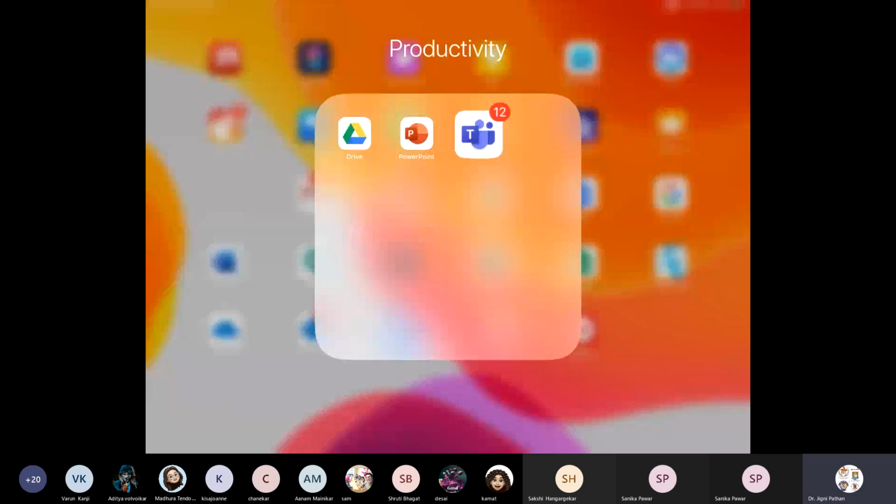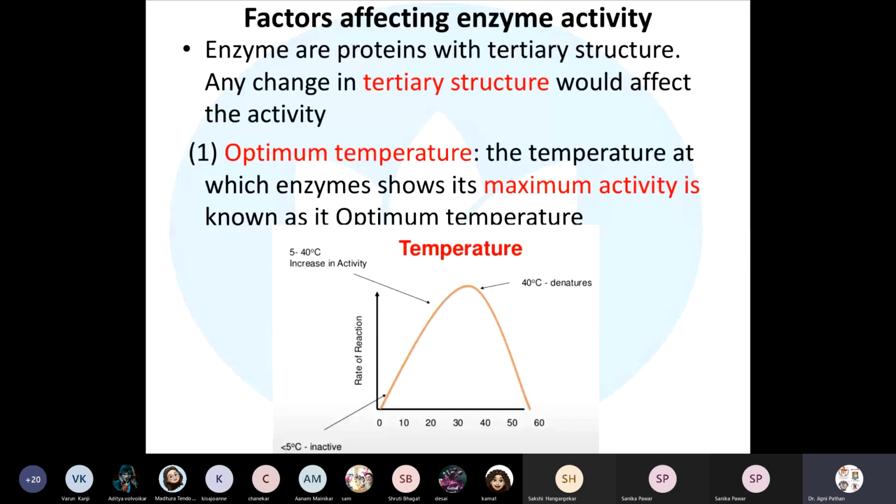So one of the factors affecting the enzyme activity is temperature. As I said, each and every enzyme is optimum at a particular temperature. We have discussed this part of the temperature. What do you mean by optimum temperature? The maximum activity shown at this temperature is known as the optimum temperature. Enzymes get denatured at higher temperature. At lower temperature, they remain inactive.